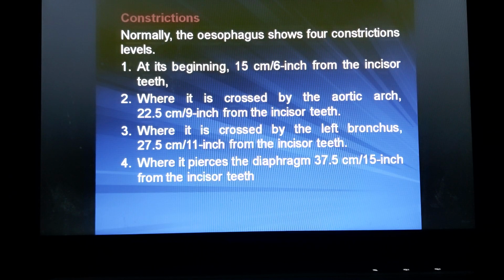And constrictions: normally the esophagus shows 4 constrictions. The first one is at its beginning, 15 centimeters, otherwise 6 inch from the incisor teeth. The second one, where it is crossed by the aortic arch, 22.5 centimeters, otherwise 9 inch from the incisor teeth. The third one, where it is crossed by the left bronchus, 27.5 centimeters, otherwise 11 inch from the incisor teeth. And the last one, where it passes the diaphragm, 37.5 centimeters, otherwise 15 inch from the incisor teeth.